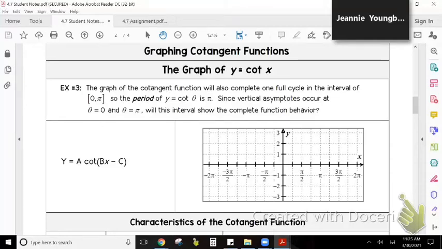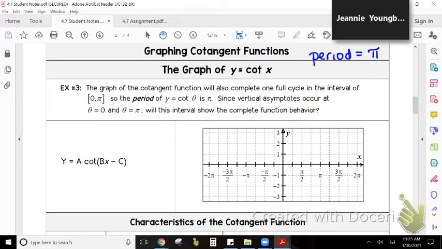All right, so graphing cotangent functions. The graph of y equals cotangent of x. What is the period for cotangent? No, the period. You remember? We just talked about it. It's just pi. Remember, tangent and cotangent have a period of pi. All right, and it tells us that in the next example here.